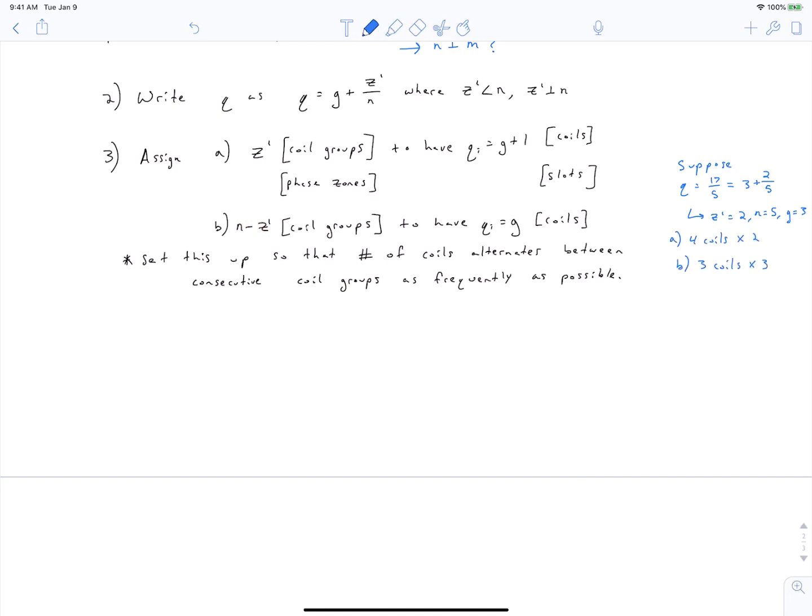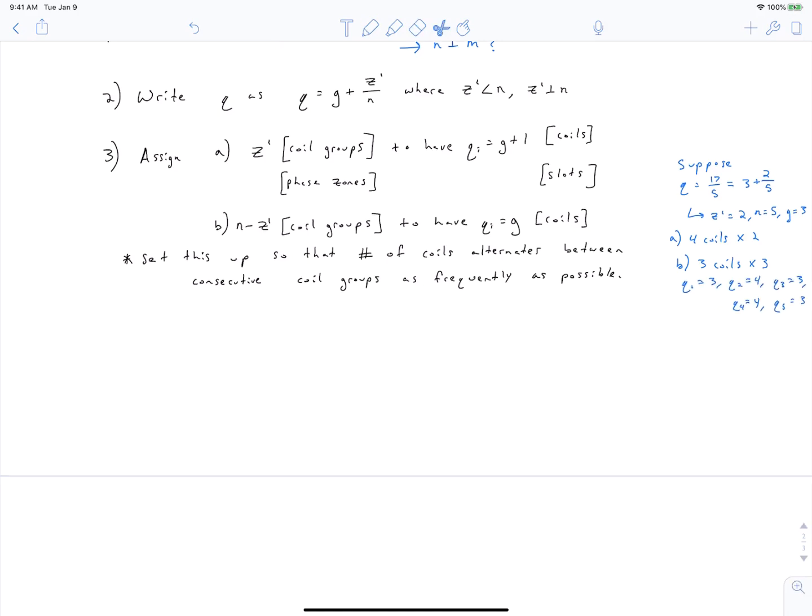And since we want to alternate as frequently as possible, we could, for example, pick our sequence of Q values like this, where we've alternated the number of coils between consecutive coil groups as much as we could. Q1 had 3 coils, Q2 had 4, Q3 had 3, Q4 had 4, and Q5 had 3. And depending on the value of little q, this may be more possible than other times. So for example, if Z prime was equal to 1, but N was 5, we would only have 1 coil group with 4 coils, while the rest had 3.